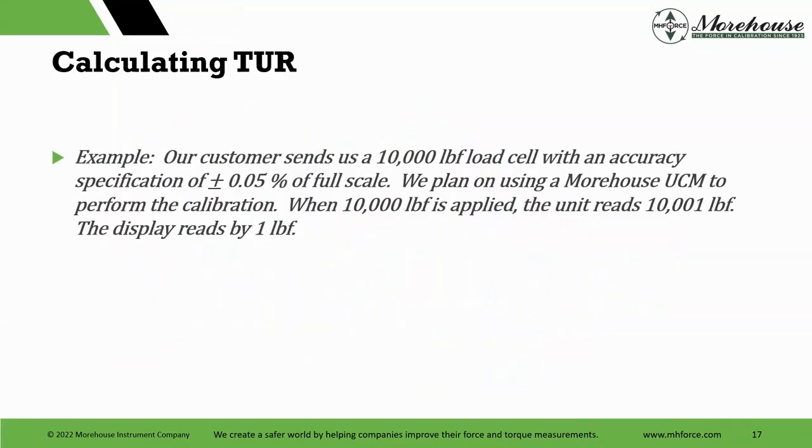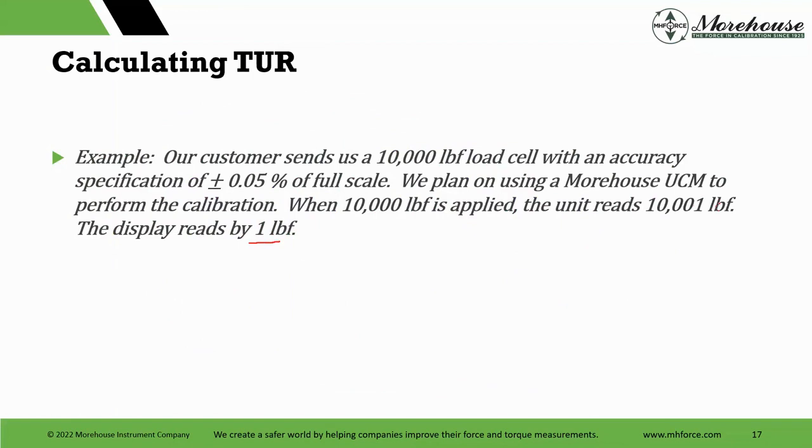We get to the actual, let's apply the definition. So one of our customers sends us a 10,000-pound load cell with an accuracy specification of plus or minus 0.05% of full scale. We plan on using a Morehouse UCM to perform the calibration. When 10,000 pounds is applied, the unit reads 10,001. So the display reads 1. That is 1 pound. So we have 10,000 counts of resolution.